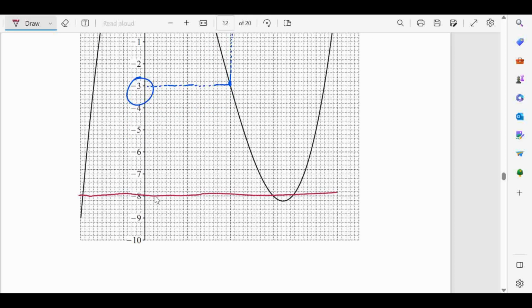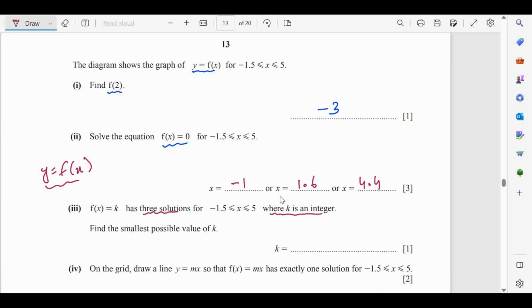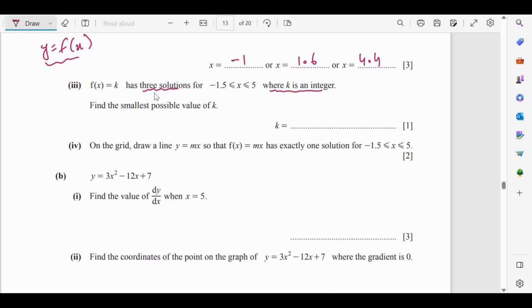So if we go further, we will see that the smallest possible integer will be this one. This line y is equals to -8 will have 3 solutions, and this is the smallest possible integer, because if you go further, the next integer is -9, and here we will have no solution or one solution. So that is why at y is equals to -8, this will be the smallest possible value of k, where we will have 3 solutions. So k will be equals to -8. Let's move to the fourth part.